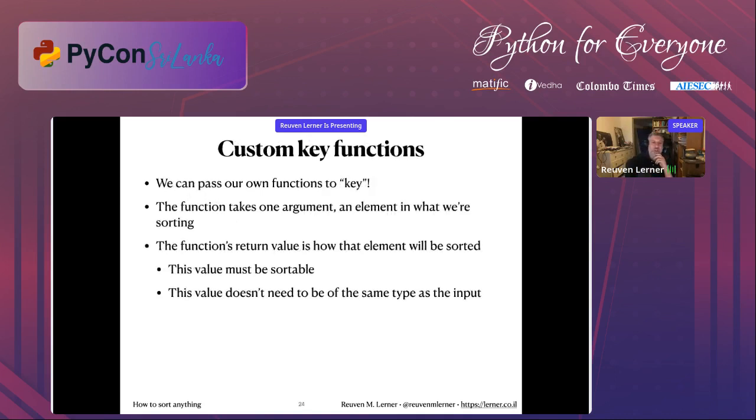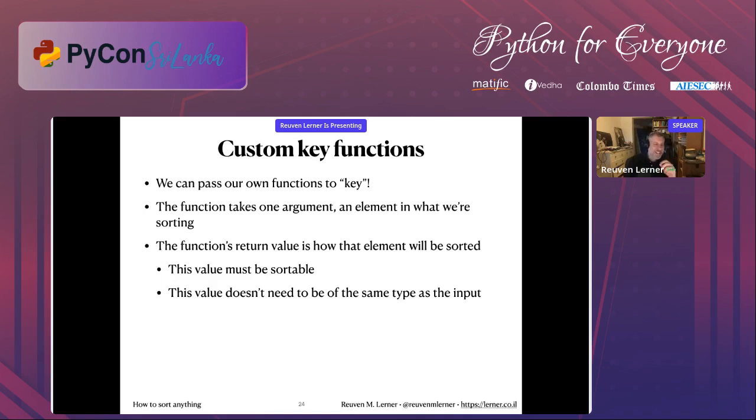Well, here's the thing. We can also pass our own functions to key. I can basically create a function, and so long as the function takes one argument, which will be one of the elements in what we're sorting, and the function's return value is comparable, the function's return value is sortable, an integer or a string or something, it will work.